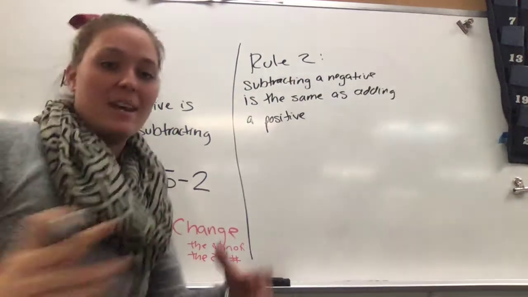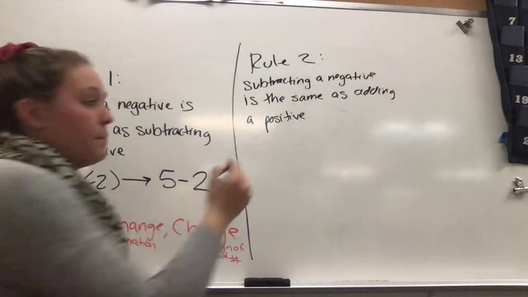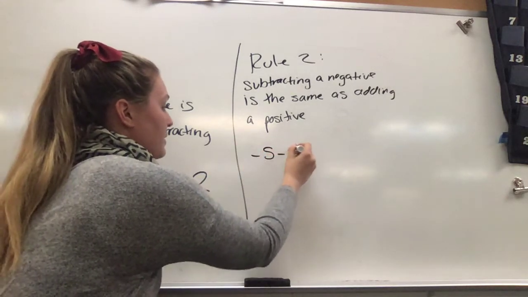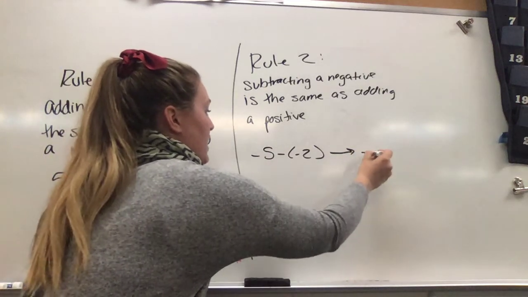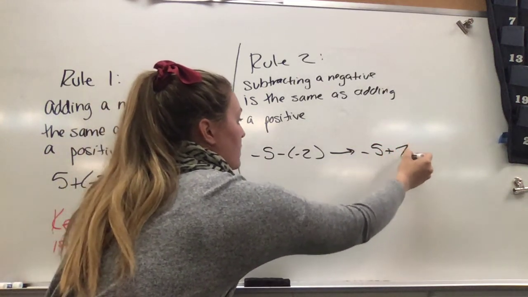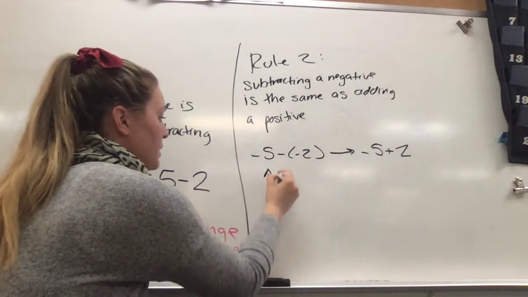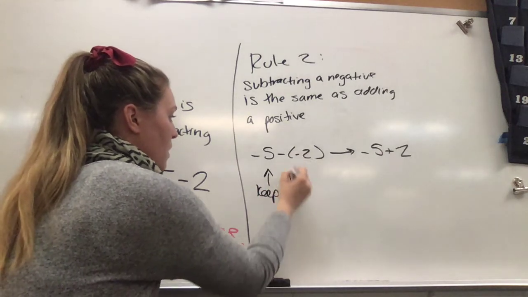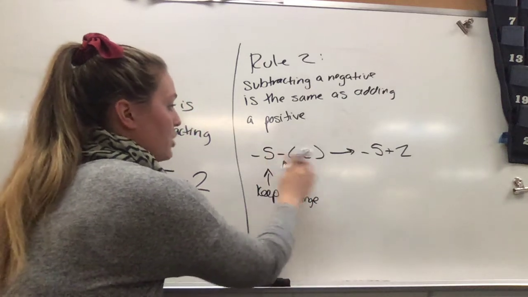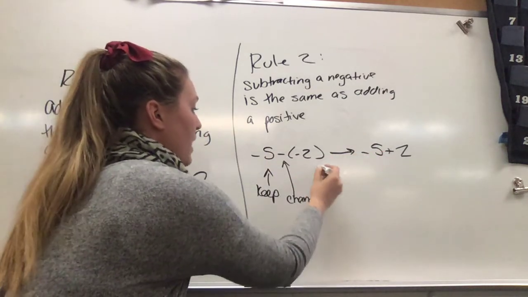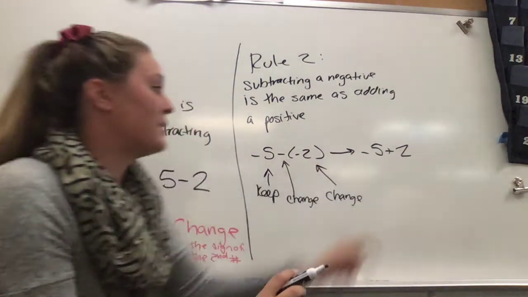Because when you take away a negative, the value goes up. It becomes more positive. So our example we used was negative 5 minus negative 2. That was equivalent to negative 5 plus 2. We used keep, change, change. We kept this. We changed the operation from subtraction to addition, and then we changed the negative 2 to a positive 2.